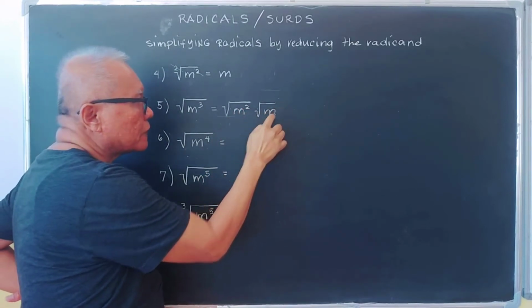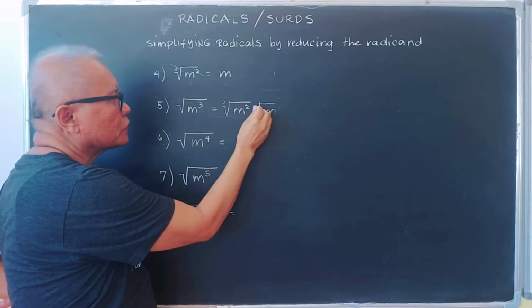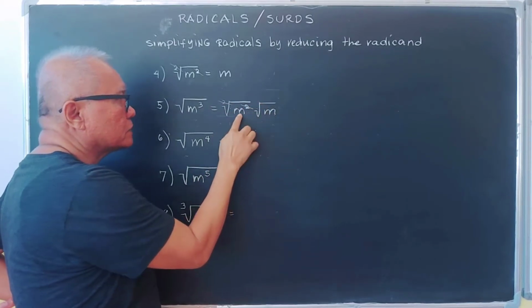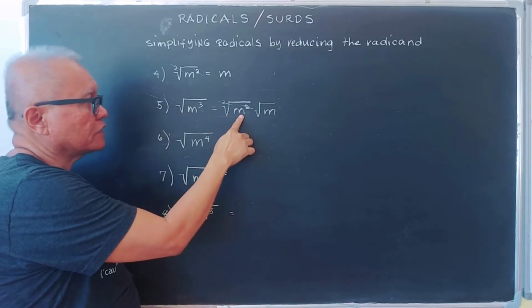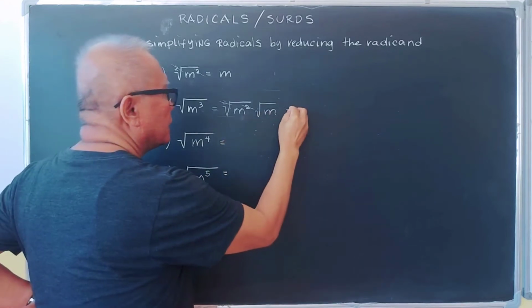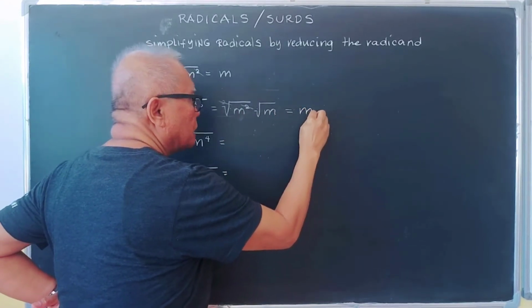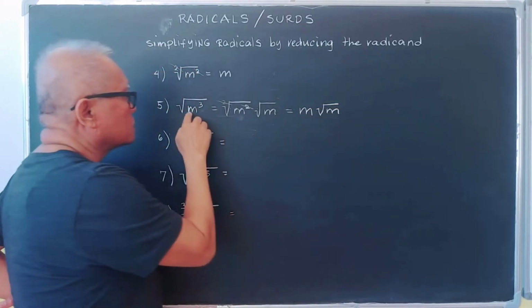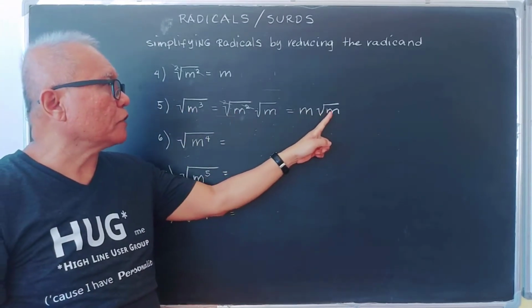2 plus 1 is cubed. Now this one is 2. Of course, this one is 2. Square root. We cancel this one. So our answer here, square root of m squared is m. M times m is m squared. And then we write this as m and then the square root of m. So if we have a square root of m cubed, that is m square root of m.